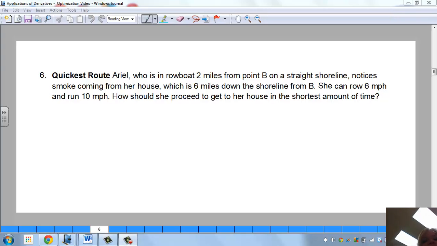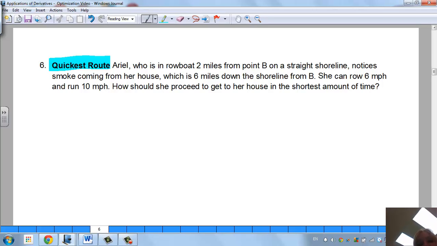All right, here is problem number 6 on applied optimization. And this one we're going to look at the quickest route to get somewhere. And I know this is going to take us a while, so it won't seem like the quickest route, but it's how we can use calculus to come up with this.